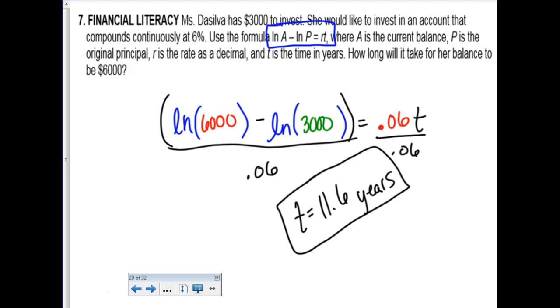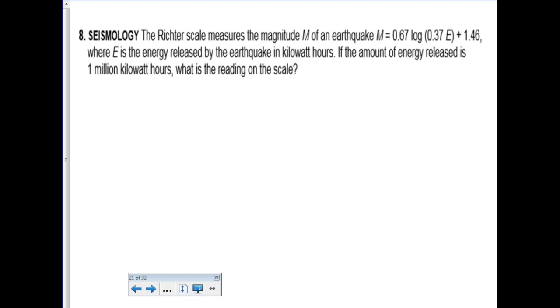Is this not right? Are we okay? Oh, okay. All right, seismology.